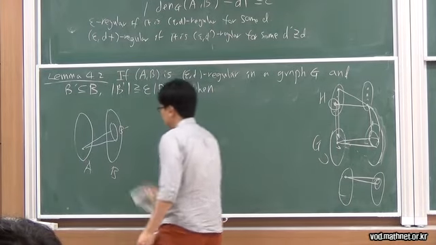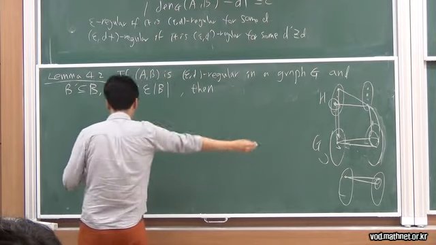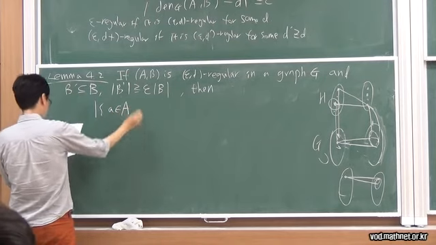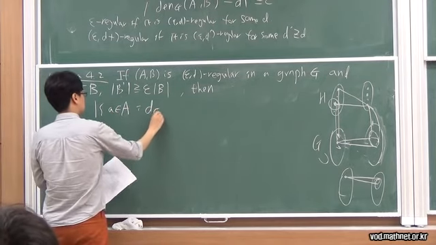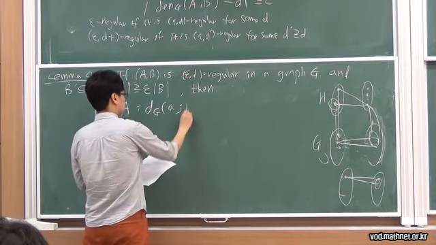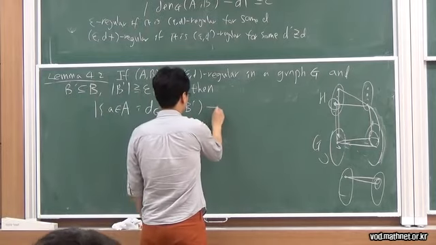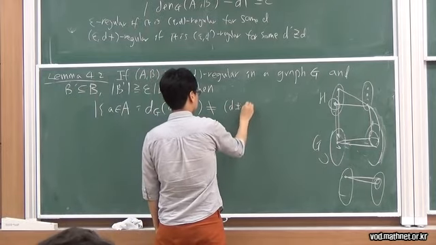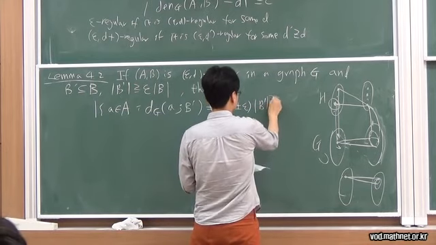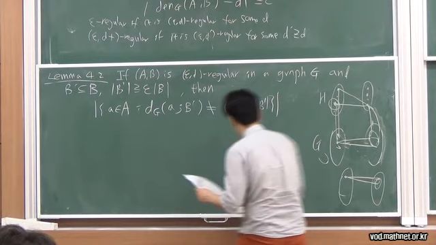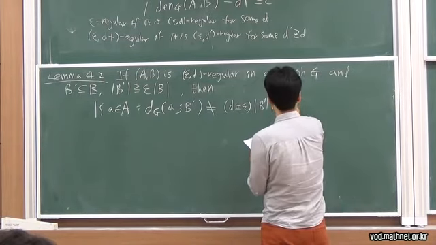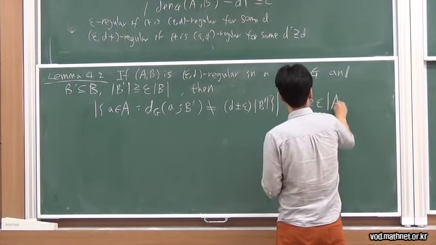Then what you get is what I just explained. The number of vertices in A whose degree in G to B prime is not correct, so not too far from d times the size of B prime, is only a small amount, at most 2 epsilon times the size of A.